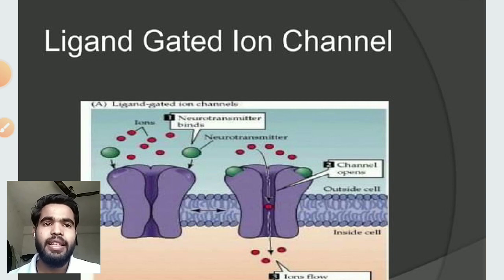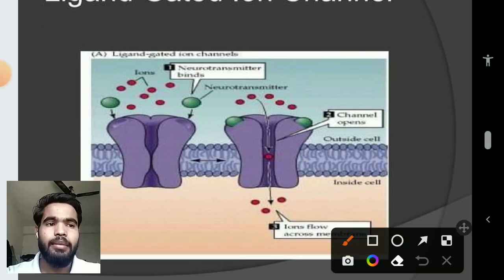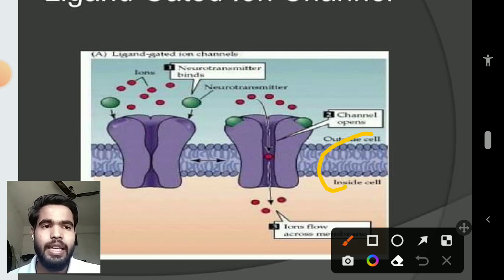Then let's begin with the cell surface receptors. First type is the ligand-gated ion channel. Here, see in the diagram, as stated, ligand-gated ion channels are cell surface receptors. This is a cell membrane and this is a ligand-gated ion channel receptor. This is a receptor binding site where a neurotransmitter, drug or ligand binds and shows its response.